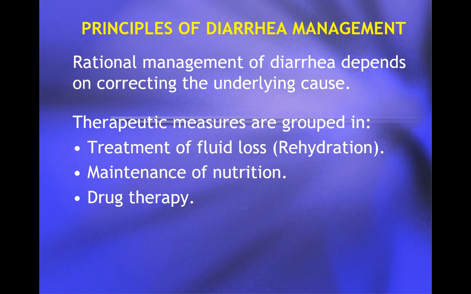Now in the start, the rational management of diarrhea depends on correcting the underlying cause. The main therapeutic measures are three. Number one, treatment of fluid loss, which is known as rehydration, then maintenance of nutrition, and then drug therapy according to the cause of the diarrhea.